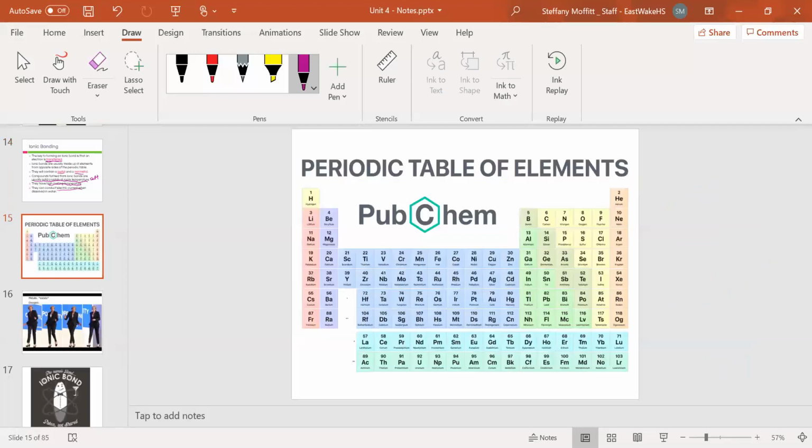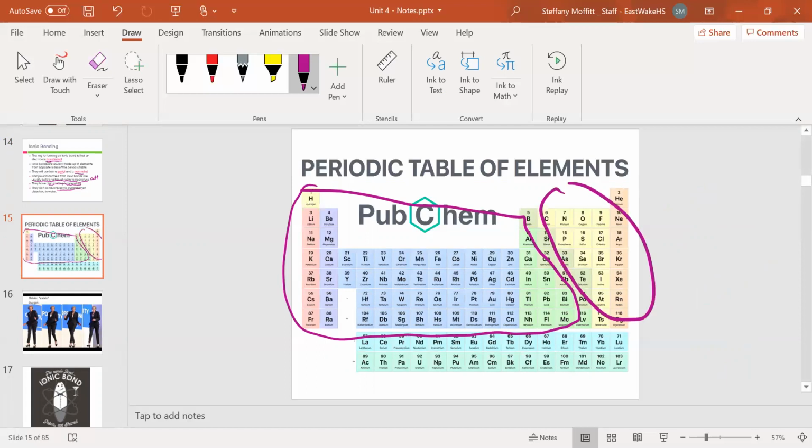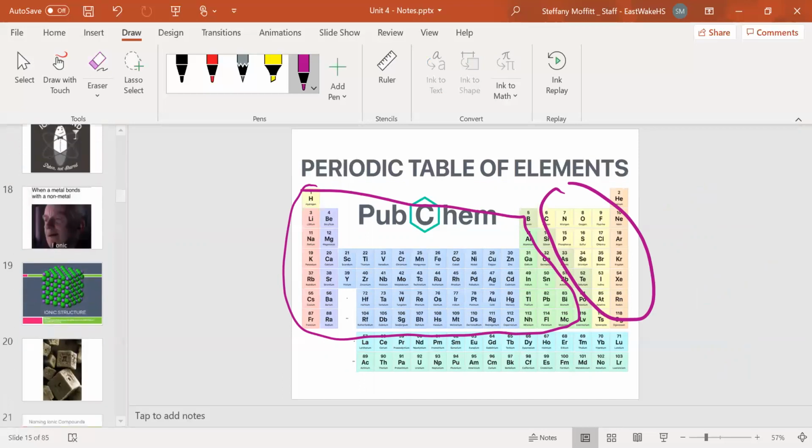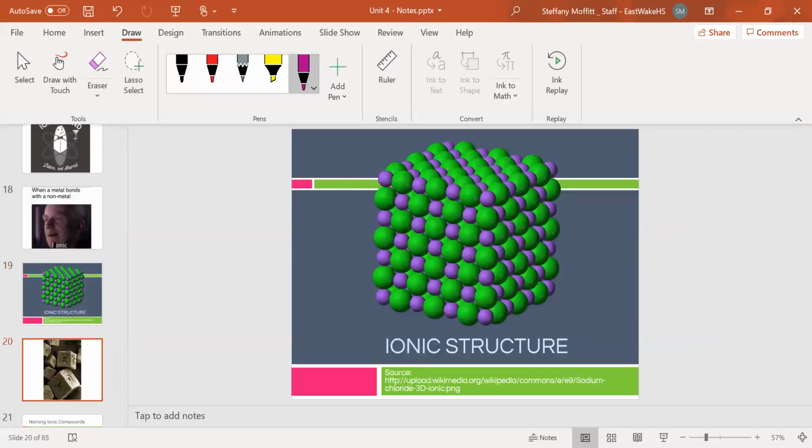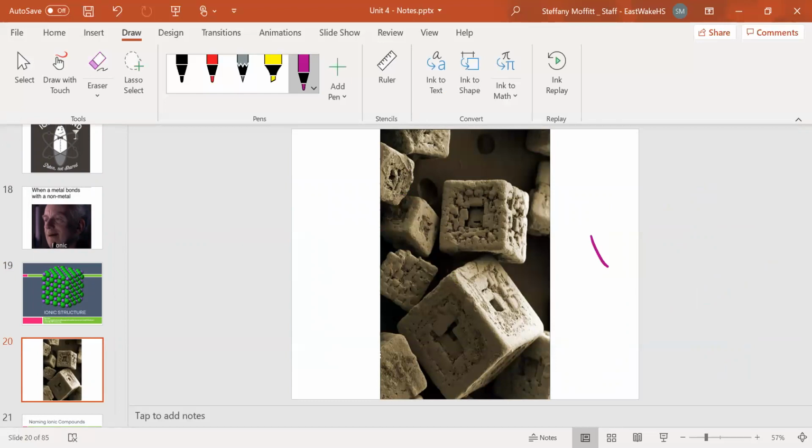So when looking at this, you're going to have something from this side of the periodic table. So these are your metals. And then you're also going to have one thing from this side of the periodic table. Those are the non-metals. That ionic structure is going to look something like this, and this is actually a picture of table salt. And that's what it actually looks like because of the ionic bonds that are forming here. It makes this perfect cubic structure.